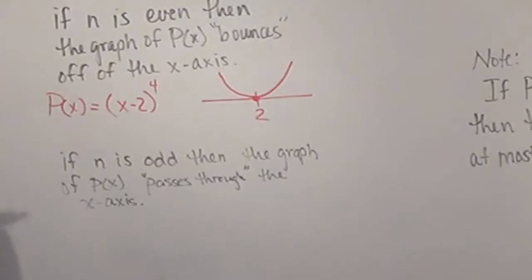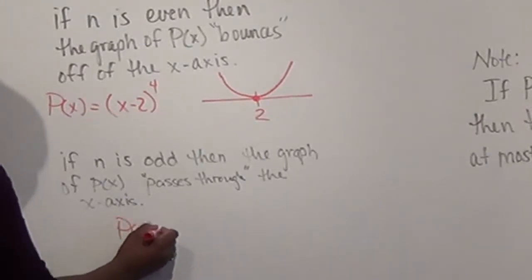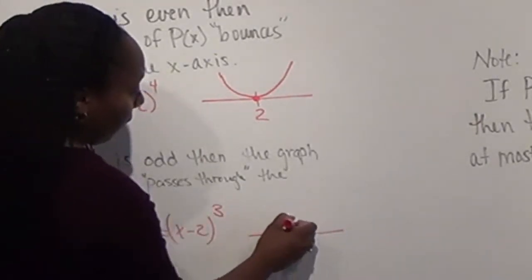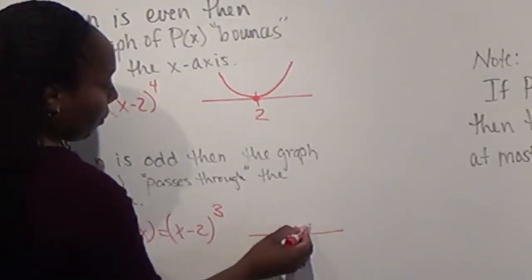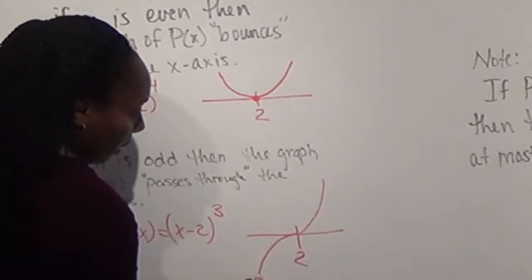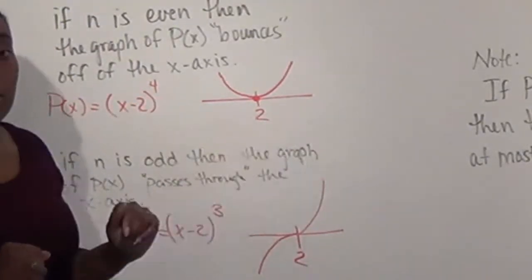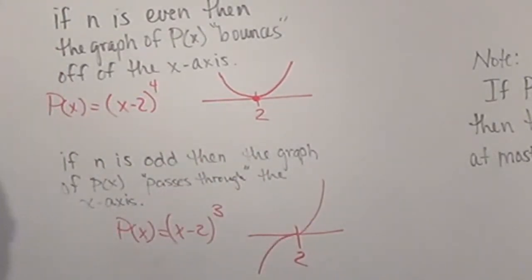If n is odd, then the graph is going to pass through the x-axis. So if my p of x looks like x minus 2 cubed, then at x equals 2, what we're going to find is that it does something like that. So instead of staying on one side of the x-axis, it's actually going to pass through it.